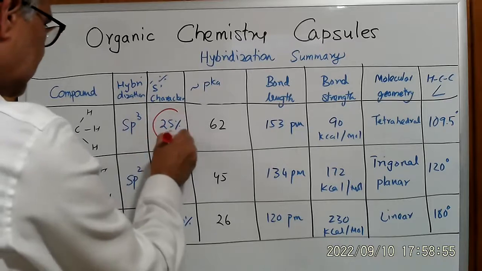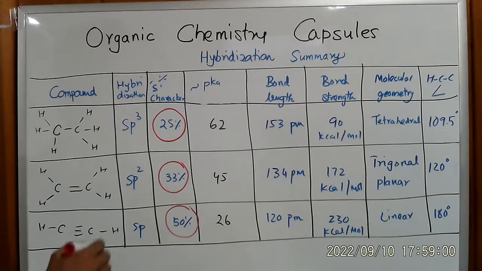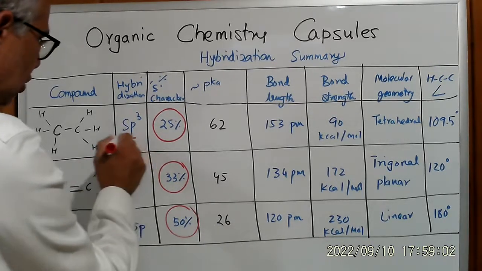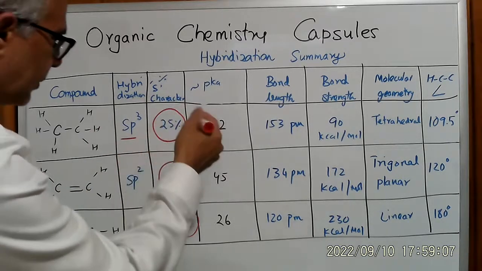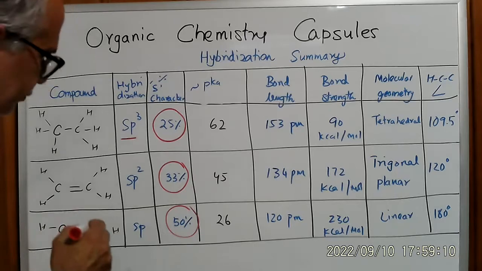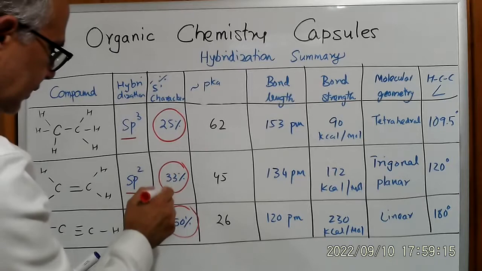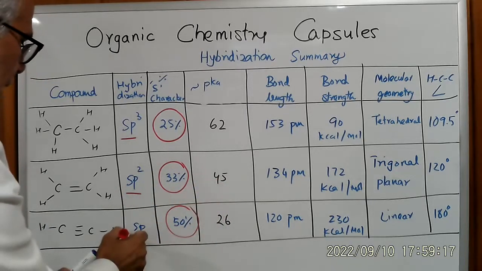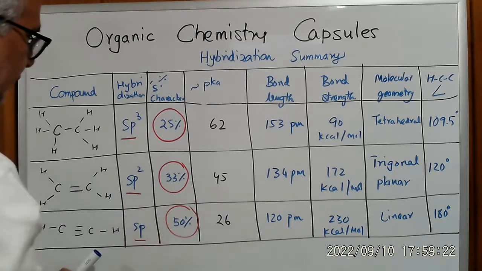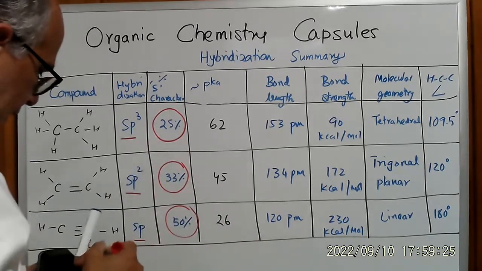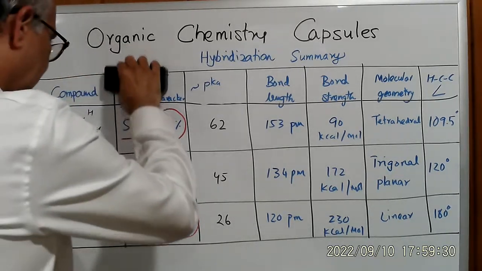So let's look at these three data points. In an sp3 hybridized orbital, the s orbital contributes 25% to the hybrid. And in the sp2 hybridized orbital, the s orbital contributes 33%, just mathematically, and in the sp hybridized orbital the contribution of the s orbital to the hybrid is 50%. So keep these numbers together, and we'll come back to them.